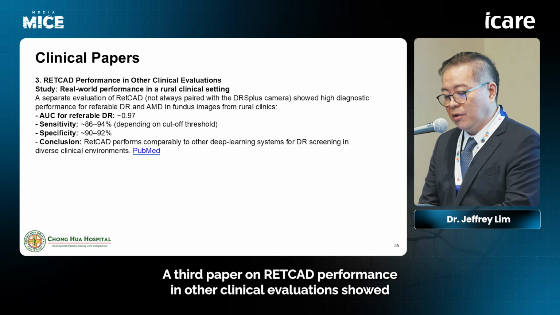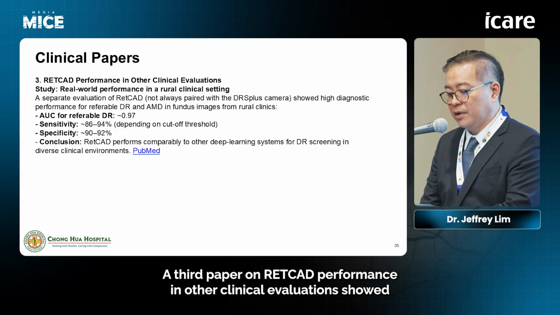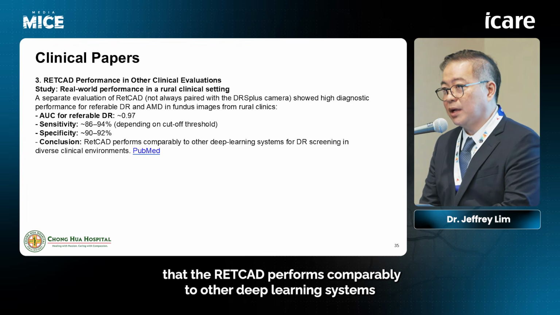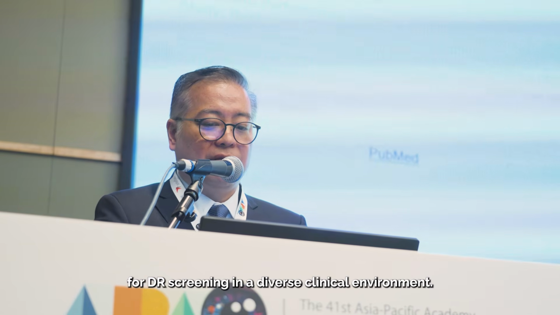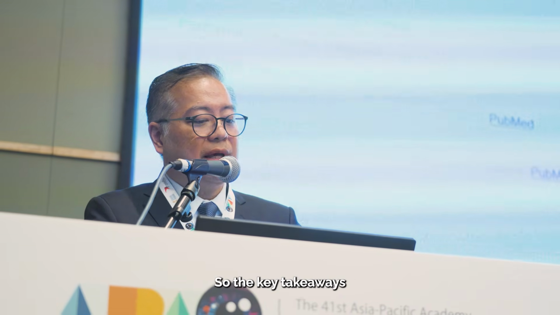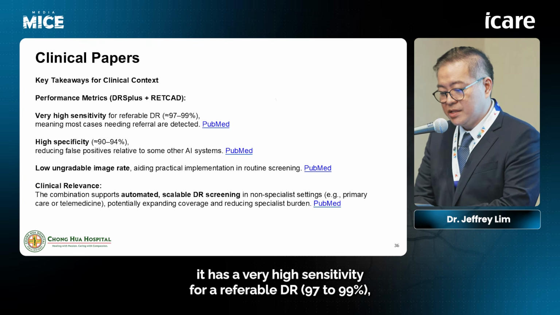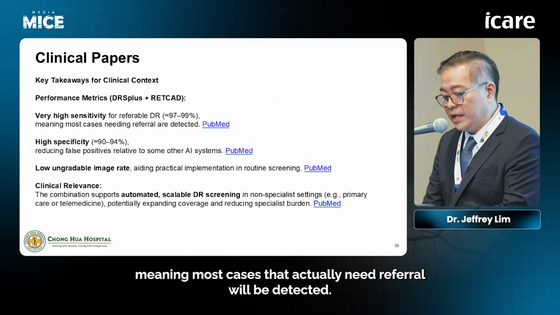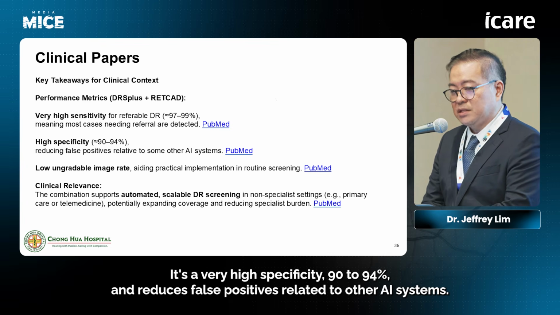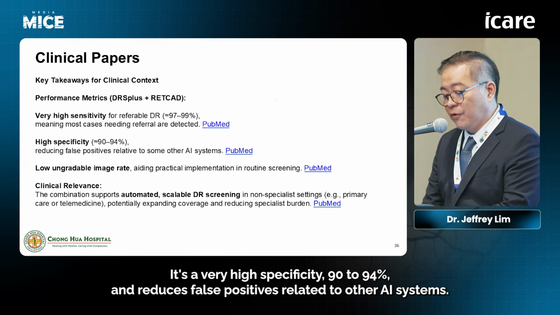A third paper on RETCAD performance in other clinical evaluations showed that the RETCAD performs comparably to other deep learning systems for DR screening in a diverse clinical environment. So the key takeaways: it has a very high sensitivity for referable DR, 97 to 99%, meaning most cases that actually need referral will be detected. It's a very high specificity, 90 to 94%, and reduces false positives related to other AI systems.